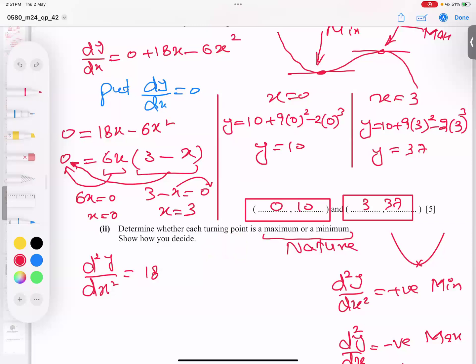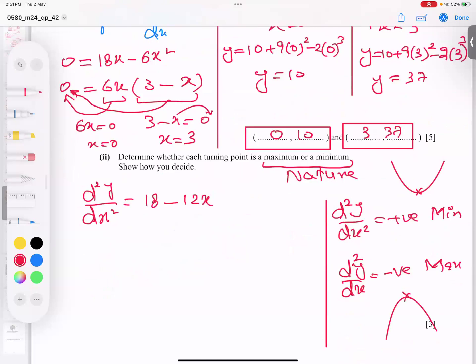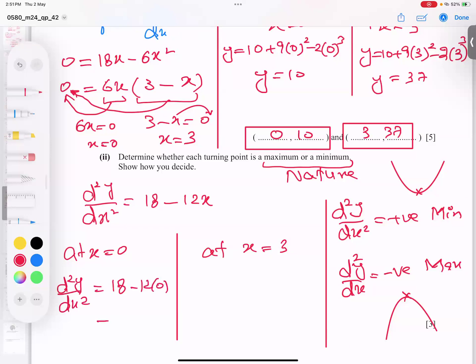So then what is the other one? This 2 will come down and multiply with 6 and the power becomes 1 less. Now, students, I'm going to use both x values one by one. At x equals 0, I have taken this and this. Y has no concern with the nature. I will plug in both x values one by one in this. So when I plug in 0 in the second derivative, I get 18 minus 12 times 0. I got a positive 18. And positive means point of minima.